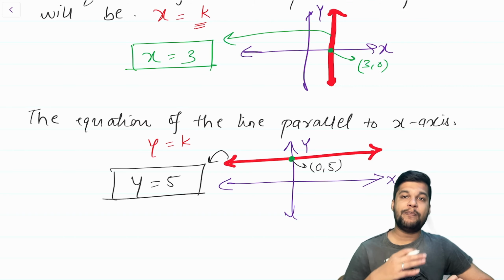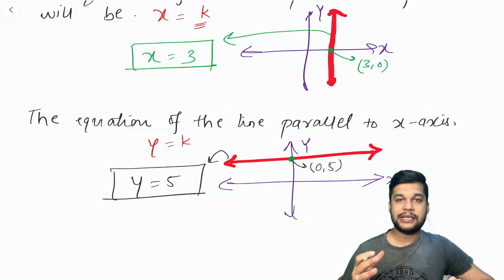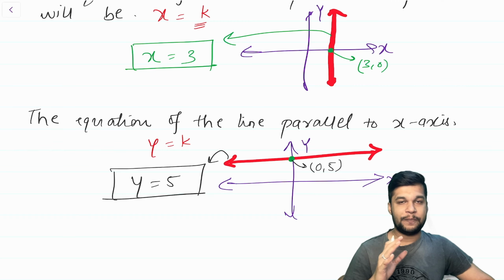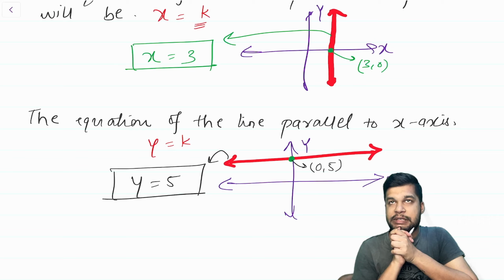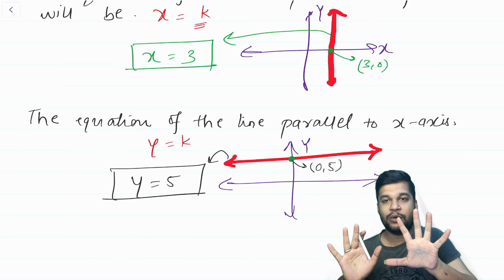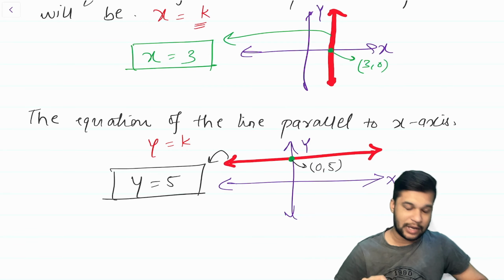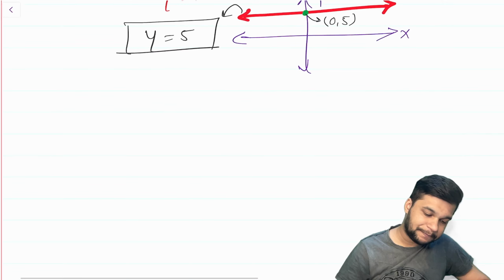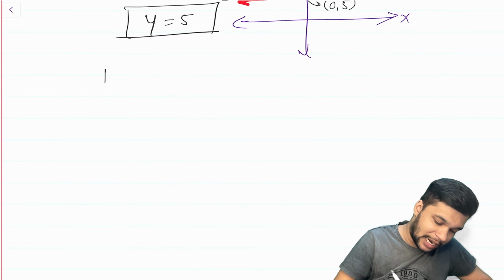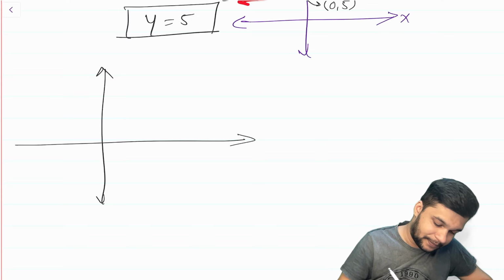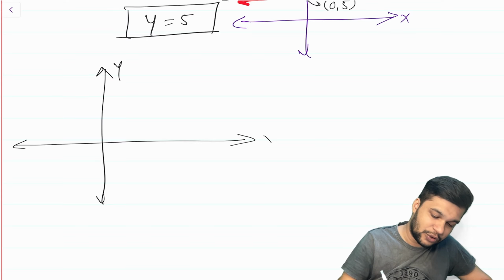Now let us talk about parallel lines and perpendicular lines in general. But before that, it is important to know the angles between two lines. Or what we can do is, let us learn parallel lines and perpendicular lines first, and then we'll go to the angles between two lines. So let's say if I draw the Cartesian plane here, this is your y-axis, this is your x-axis.